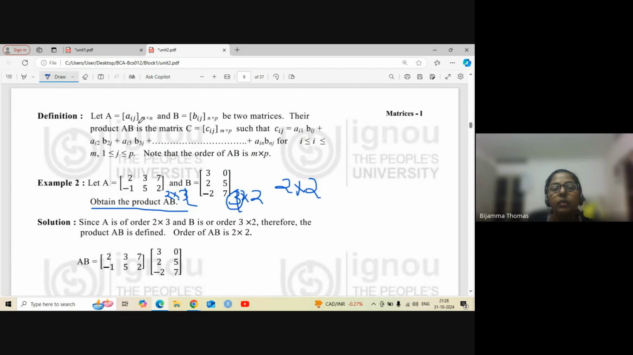A is of order M by N, B is of order N by P. The resulting product matrix AB is of order M by P.